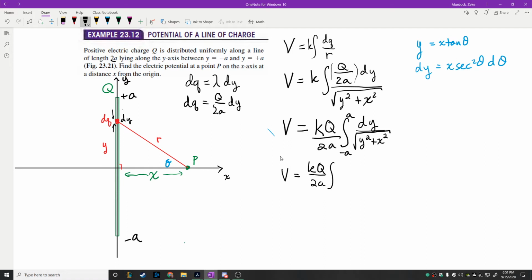What we're going to get is, so the dy becomes x secant squared theta d theta, and the denominator is going to become, maybe we can do this over here, the square root of y squared plus x squared is going to be equal to y times the square root of 1 plus tangent squared theta. And I think that's y secant theta, right?